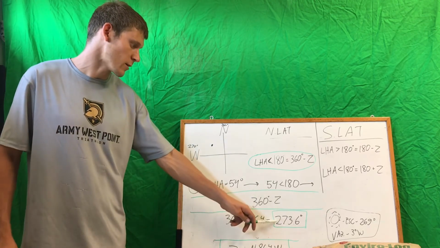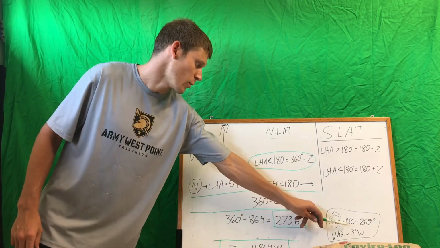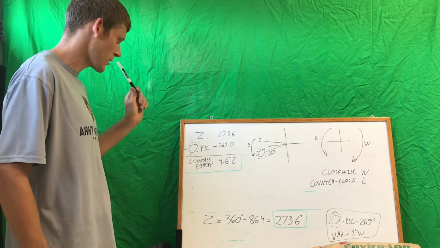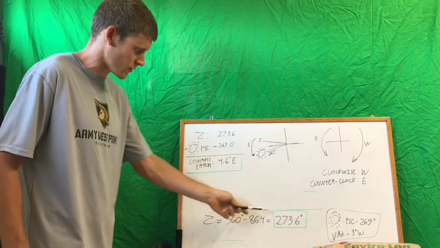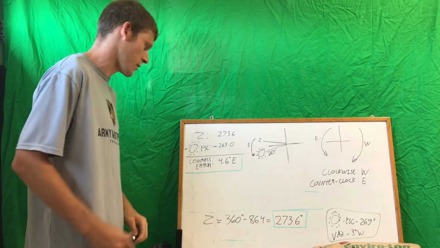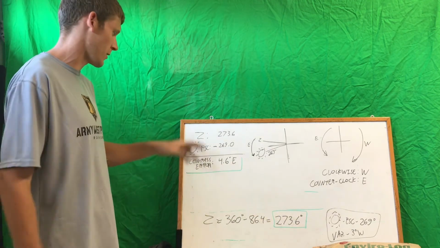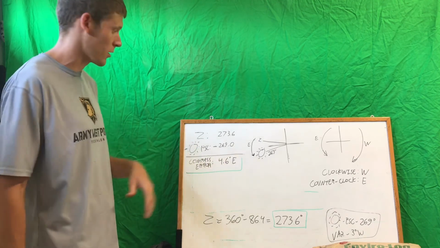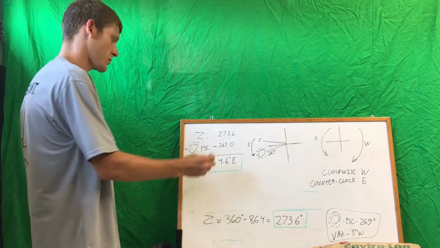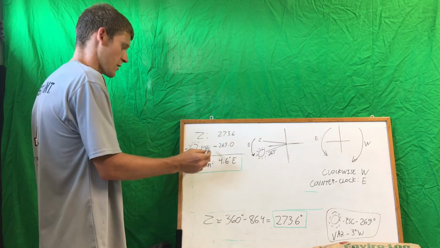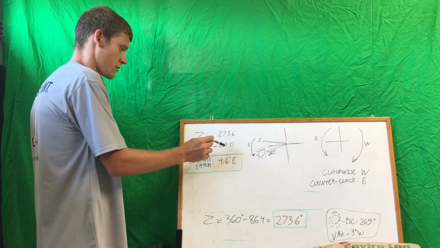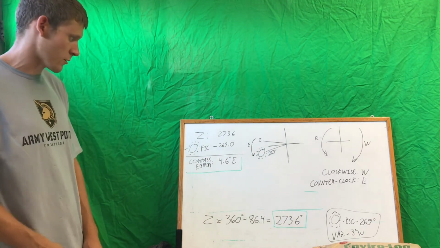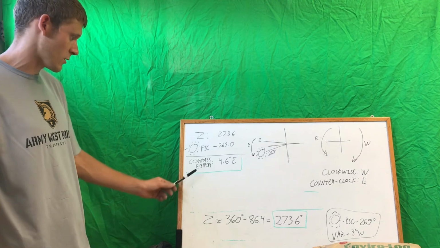We're going to use this number and compare it to what we observed on the sun on our per standard compass. So now that we have our azimuth that we found, 273.6 degrees, we need to find the difference between that and the observed sun on our per standard compass to find our compass error. So the difference between 273.6 minus 269.0 is 4.6. So 4.6 degrees is our compass error.